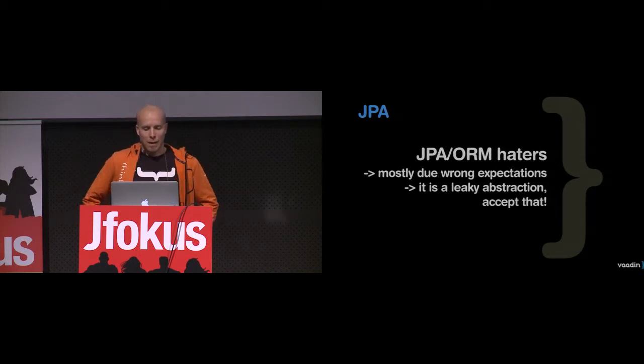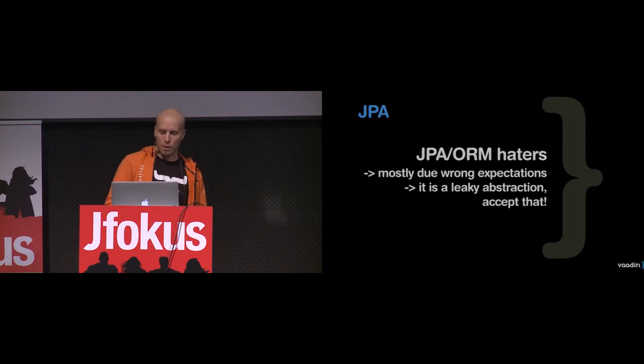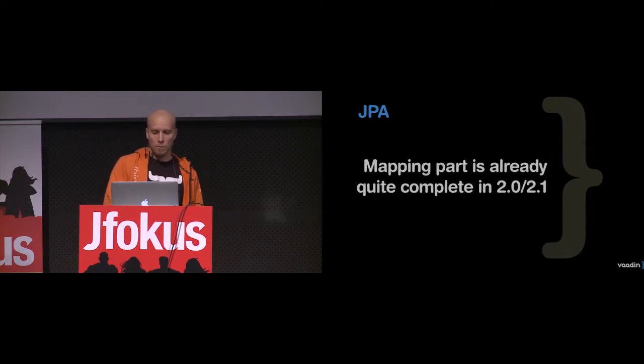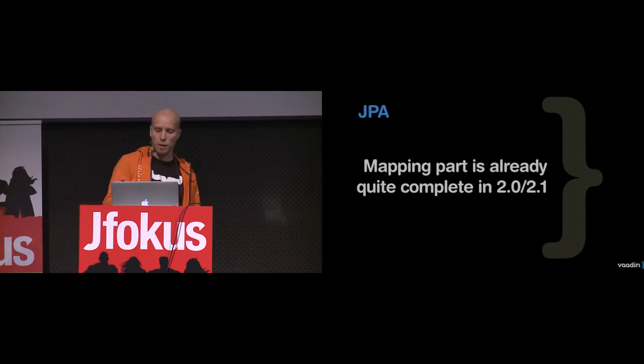I think that's mostly because of wrong expectations. They think it's a silver bullet, that if you use some kind of object relational mapping tool everything is solved. It's not. It's always a leaky abstraction, and when you work with JPA, even if you are using helper libraries like the ones I'm using here, you always need to know that there is a database behind the machinery. And the part that I really like in JPA at the moment is the mapping part. It's quite good already nowadays, especially in 2.1.